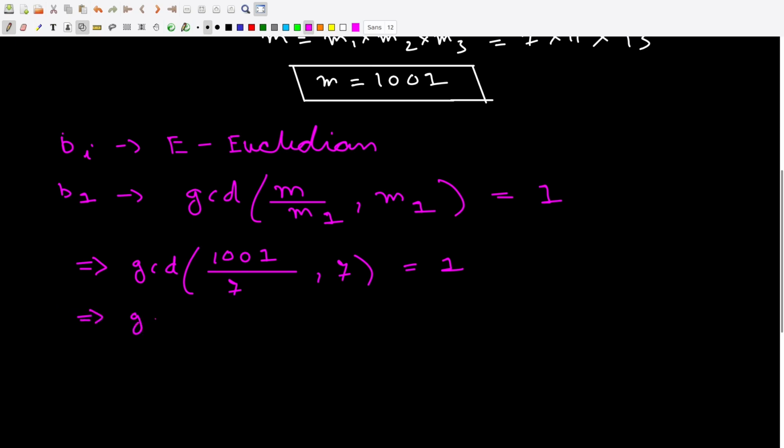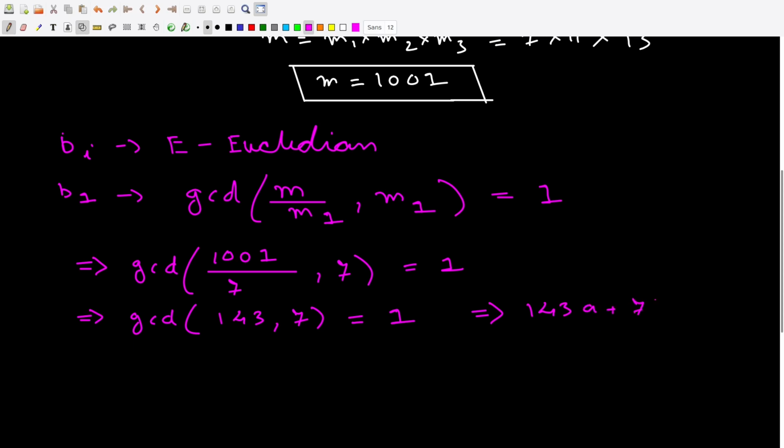So let us solve it further. We can say that 1001 divided by 7 is 143. So the GCD of 143 and 7 is 1, and we can write it down as 143x plus 7y equals 1, and we can apply the extended Euclidean algorithm to find the values of x and y. Okay, let me use a different notation than x and y since we are already using x.